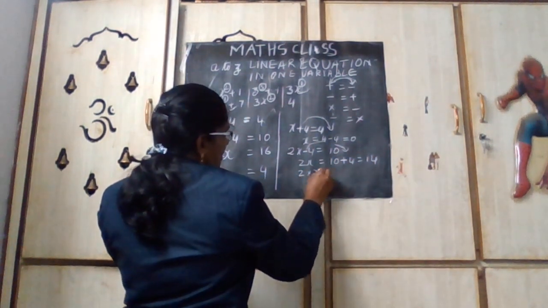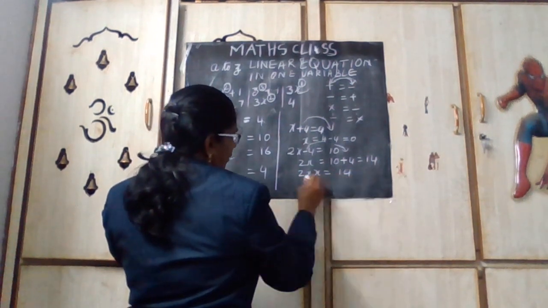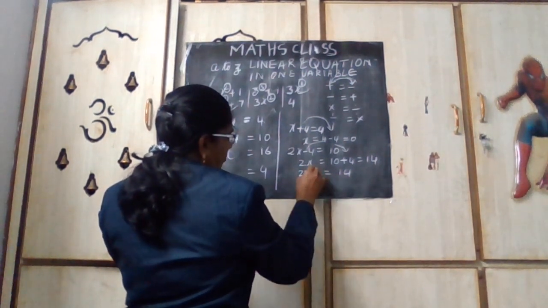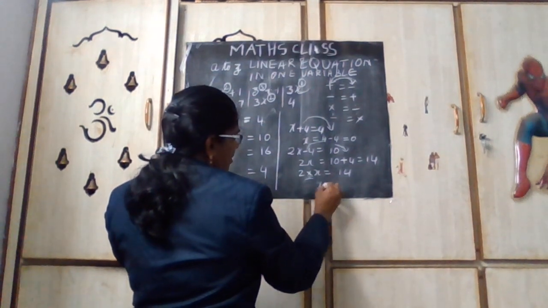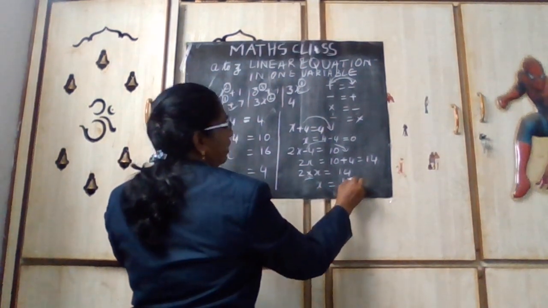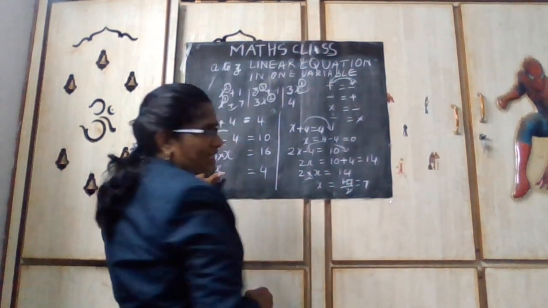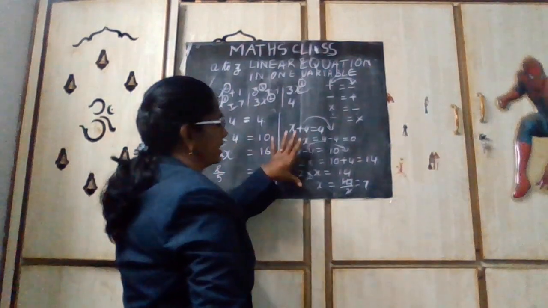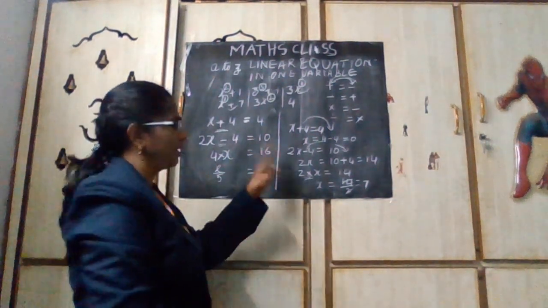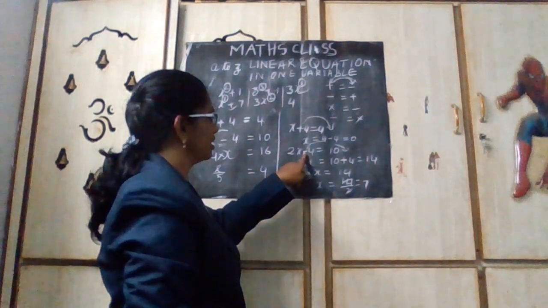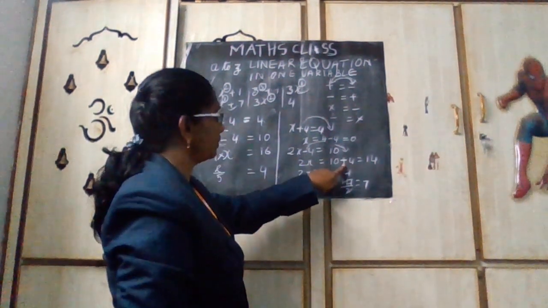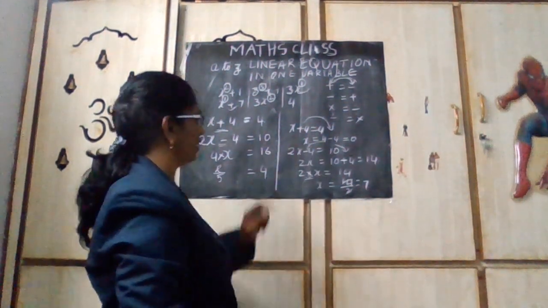2 into x is equal to 14. Here what is the symbol on the LHS side? Multiplication. When you transpose it to the RHS, what will you get? Division. 14 divided by 2. What is the answer? 7. Coming to these 3 procedures, have you understood, children, how to transpose symbols? Multiplication as division, and addition as subtraction, subtraction as addition.